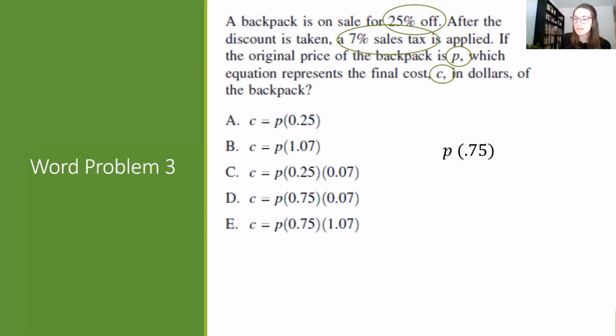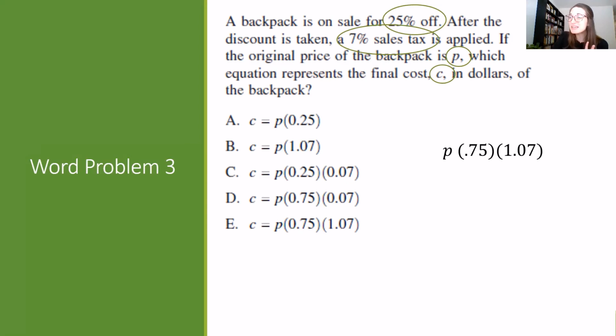sales tax. So that's why we're going to put 1.07 here, because that 1 is going to help us keep the original amount, right? Multiplying by 1, we keep it the same. And then we're going to add on that 0.07 amount, which is the 7% sales tax.